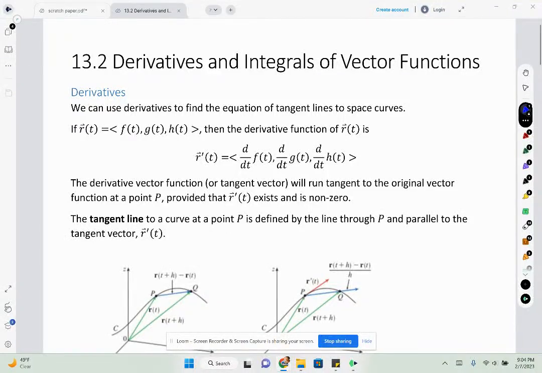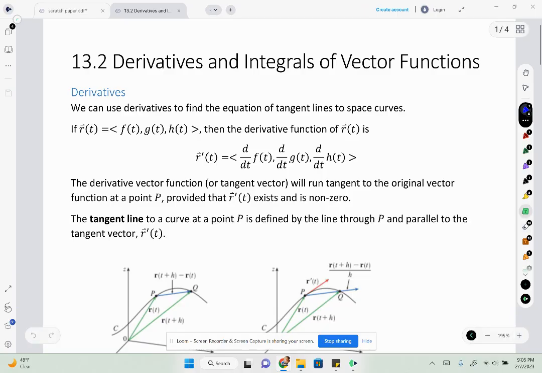Hello. In this video, we're going to talk about derivatives and integrals of vector functions. The good thing is, it's not very different from what you already know about derivatives and integrals. I wouldn't say bad thing, but the more difficult part is that every time we take a derivative or an integral with vectors, we're going to have to do it multiple times. But it's not that bad.